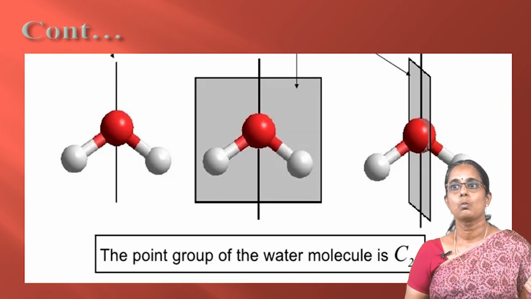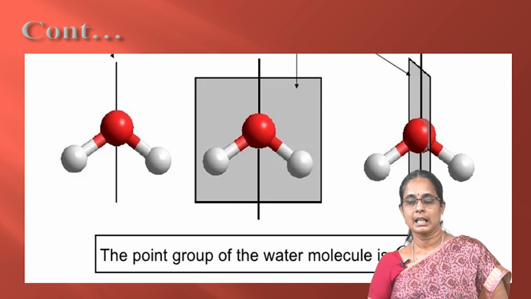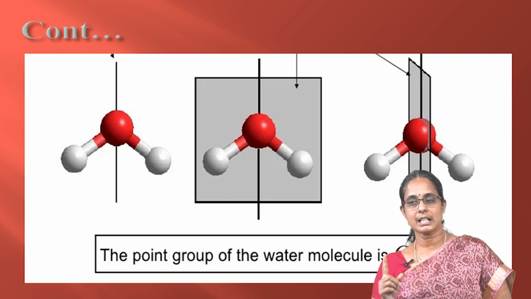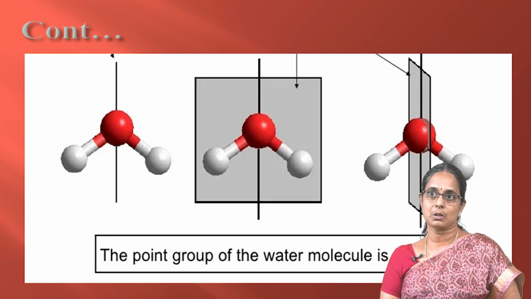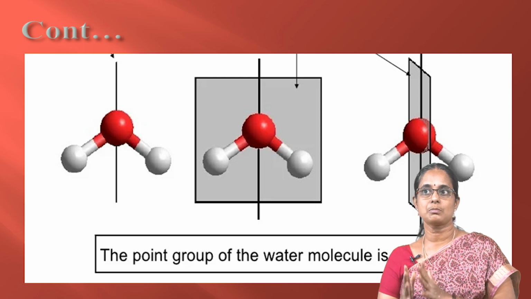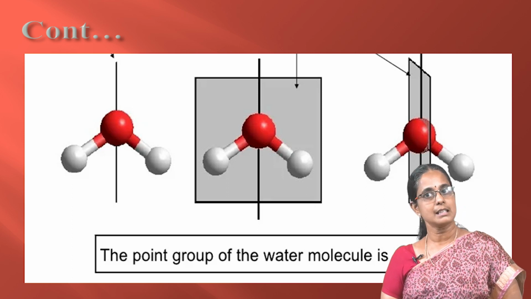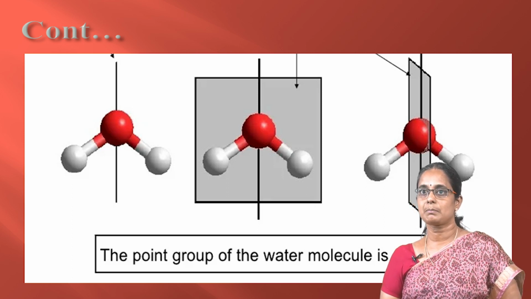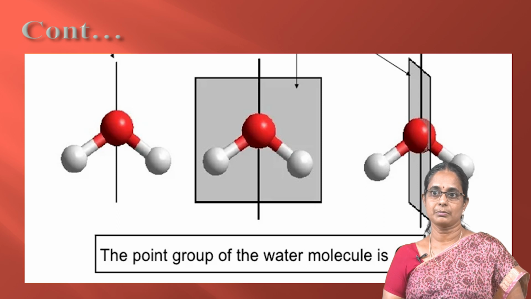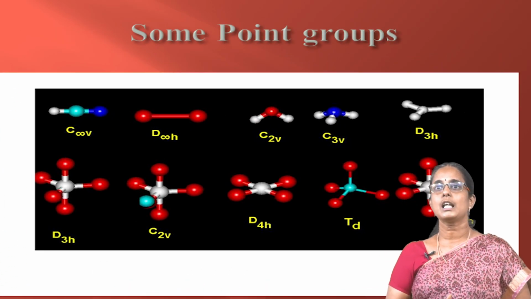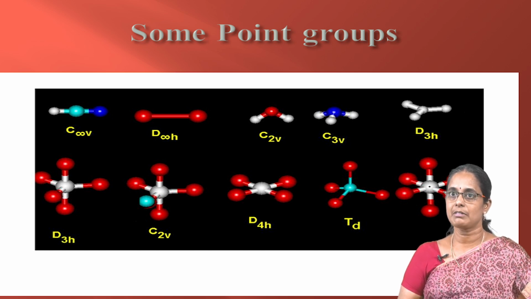Next, the water molecule, that is H2O. There is only one rotational axis, C2, and two sigma V planes in a water molecule, but there is no sigma H mirror plane. So the point group of the water molecule is C2v. Next, if the molecule is linear, that means the C infinity v point group.